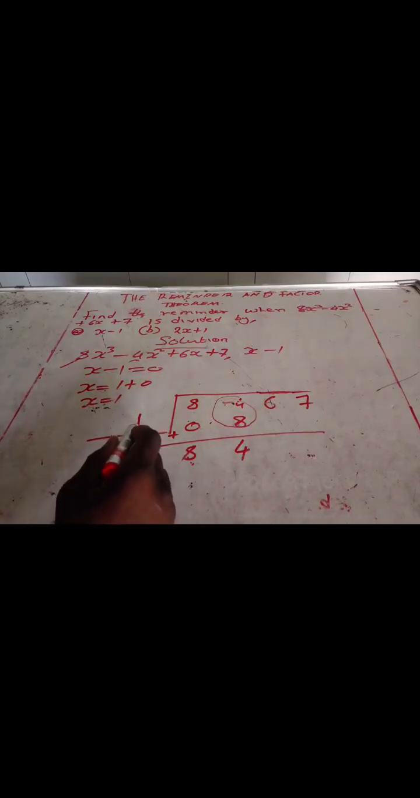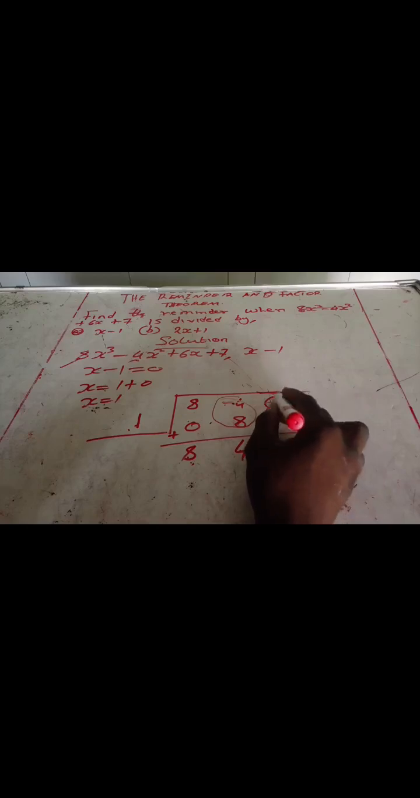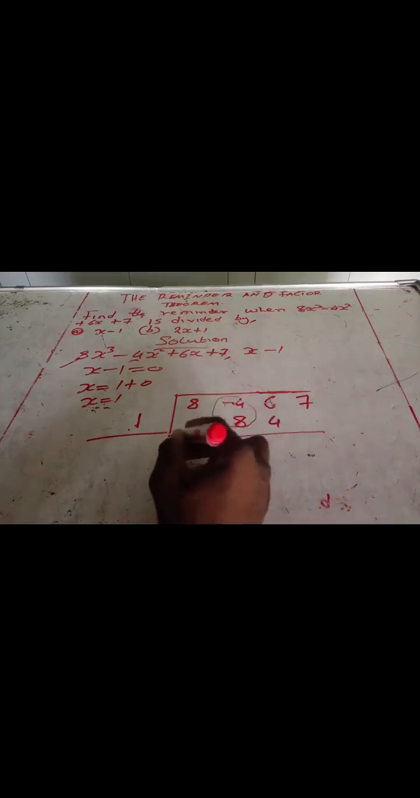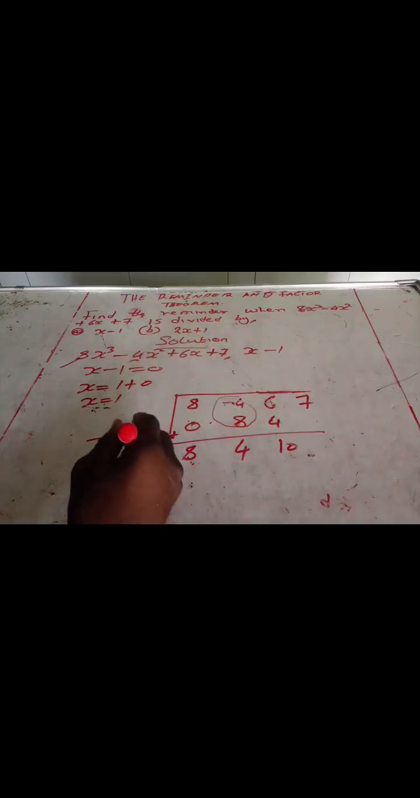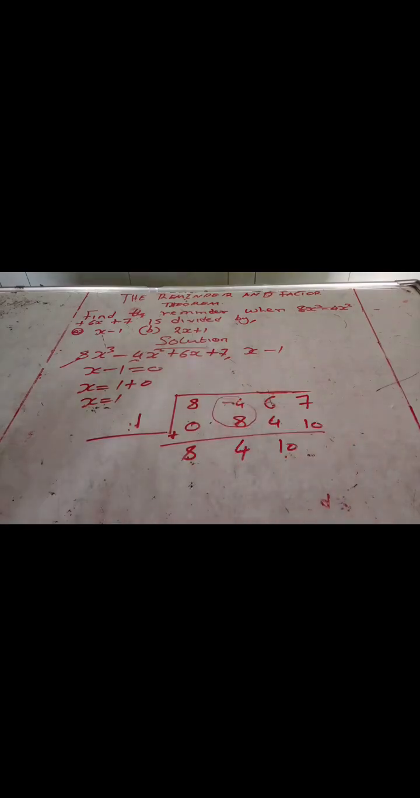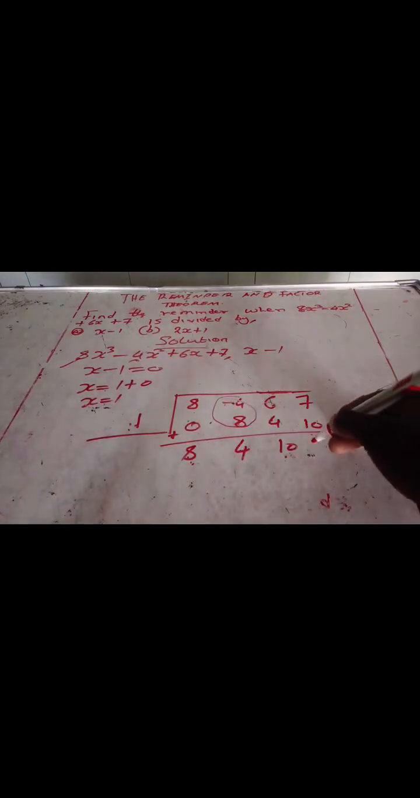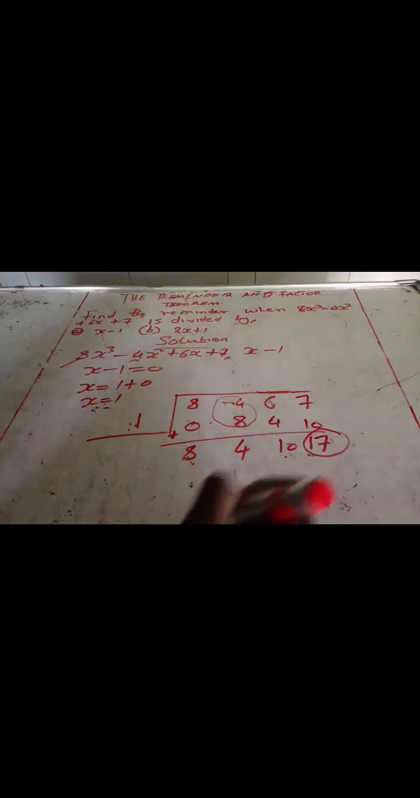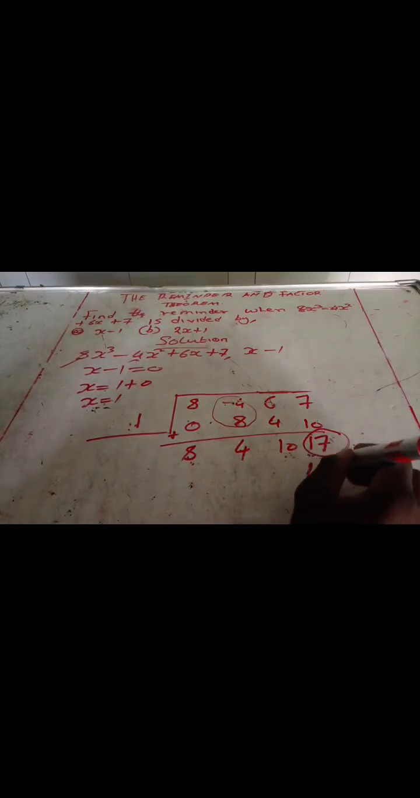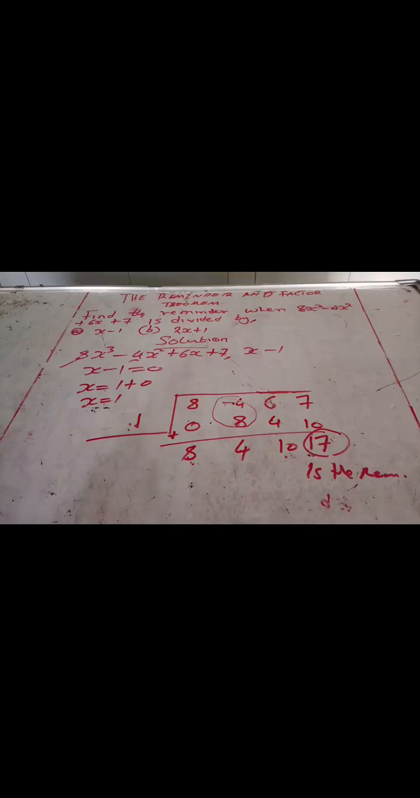So our answer will be positive. After doing this, we're going to do 1 multiplied by 4, which will give you 4. 6 plus 4 will give you 10. 1 multiplied by 10 will give you 10. 7 plus 10 will give you 17. So the number which is on the last part is the remainder. So this is the remainder.